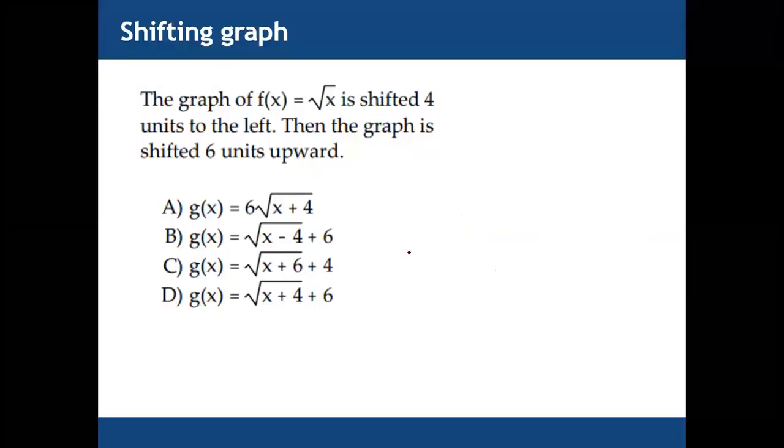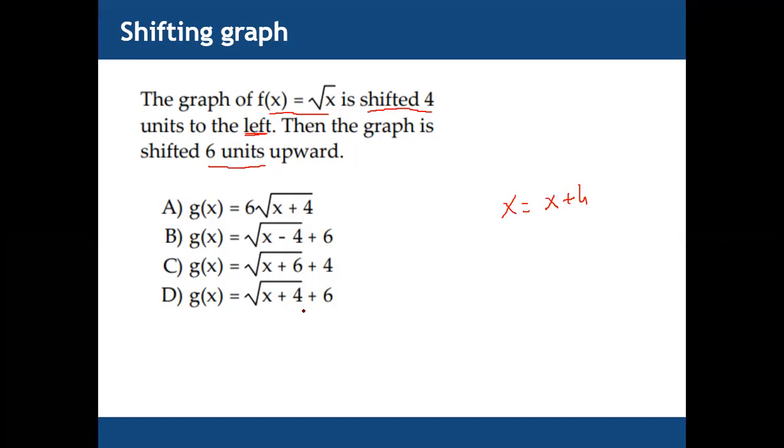Okay, you can see here the main function is given: f of x is equal to the square root of x. If you want to shift 4 units to the left, this means replacing x with x plus 4. And 6 units upward: for upward, you need to add plus 6. So which option is correct?